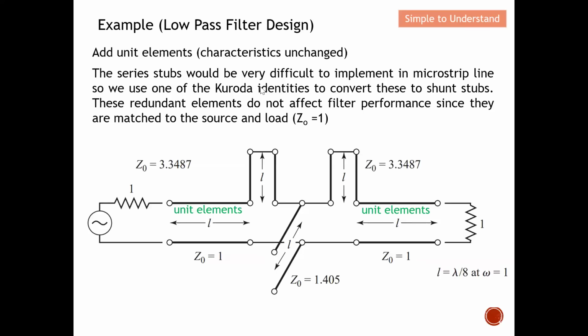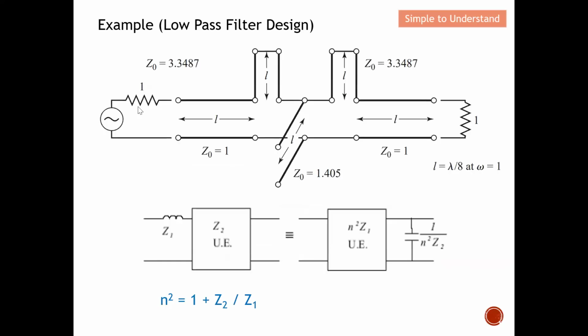This is what they want to say. The series stub will be very difficult to implement in microstrip line, which is over here. So we use one of the Kuroda identities to convert this to a shunt stub. We will be able to convert this series stub to shunt stub, which I'm going to show you shortly. This redundant element does not affect the filter performance since it is matched to the source and load. So basically this is what I said earlier on. Once we have this, we are ready to perform the Kuroda identity. So how do we perform the Kuroda identity?